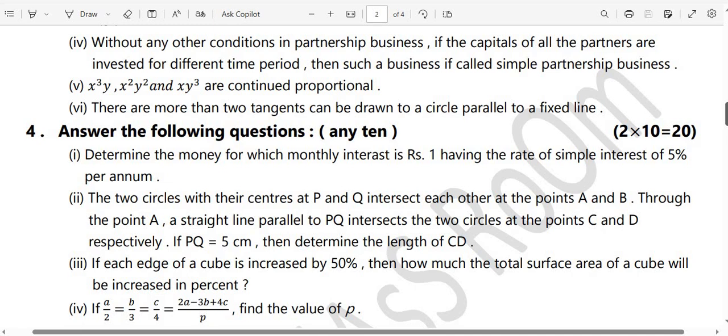Determine the money for which monthly interest is ₹1, having the rate of simple interest of 5% per annum.